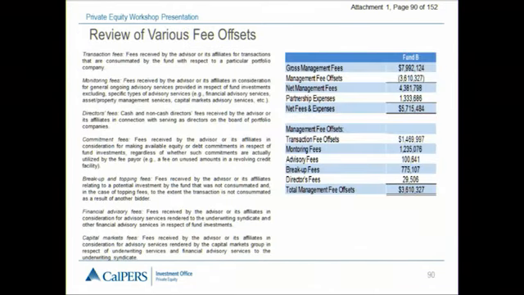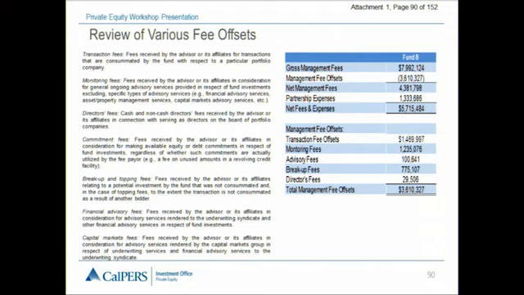So what exactly are these various fees and offsets, and what's the magnitude? This again is Fund B, which has transaction fees, monitoring fees, advisory fees, breakup fees, and directors' fees. And then we've also highlighted a couple of other fees that this fund did not have.